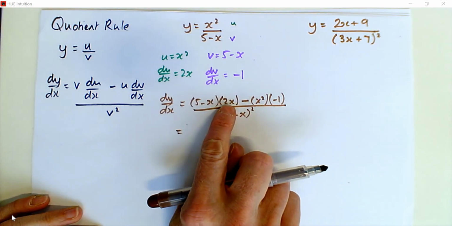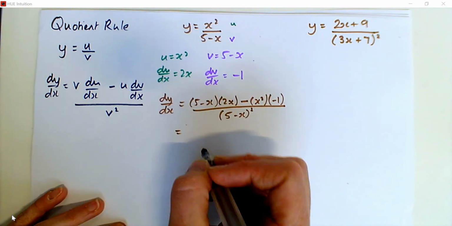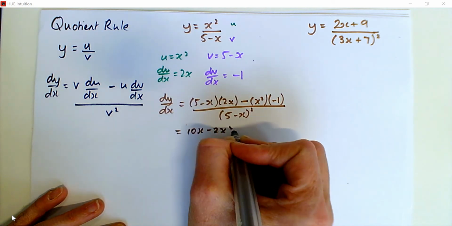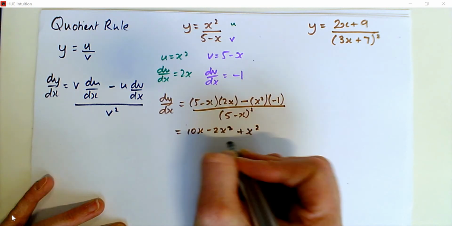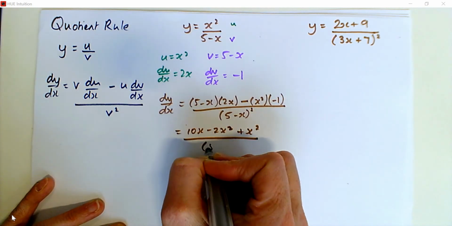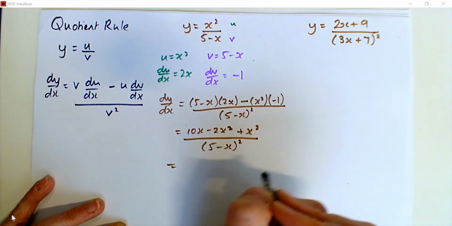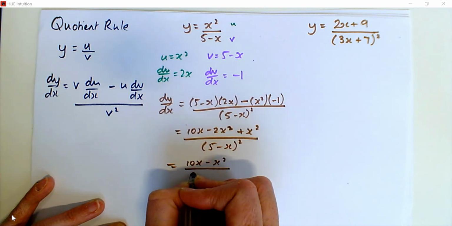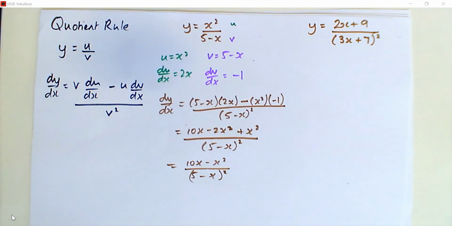And actually, this one, I'd probably put the 2x at the front. So I'm going to expand the numerator. So I've got 10x minus 2x squared, and then take away negative, so add x squared, all over, I keep this bit in brackets. So the numerator can slightly simplify, and then that would be easy to factorize if we wanted the numerator factorized.